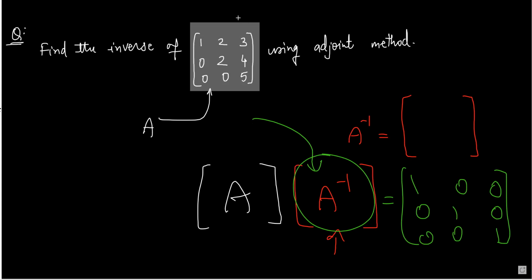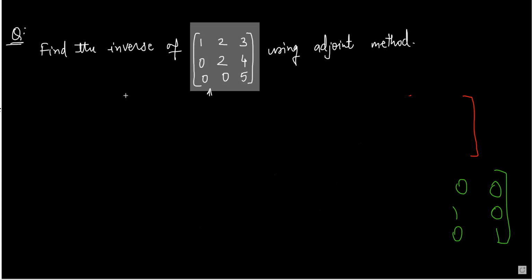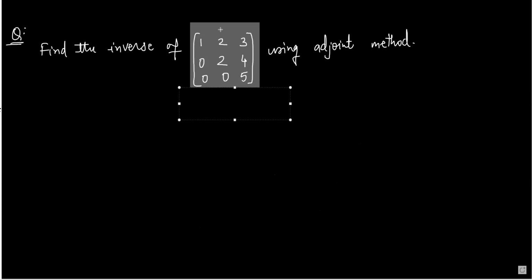Let us start solving this. We have to get A inverse using the adjoint method. It means there are more than one method to get the inverse of a matrix. Yes, that is true. We can solve for the inverse of a matrix using transformations also, that is using row transformation, using column transformation. Right now, we are using the adjoint method.